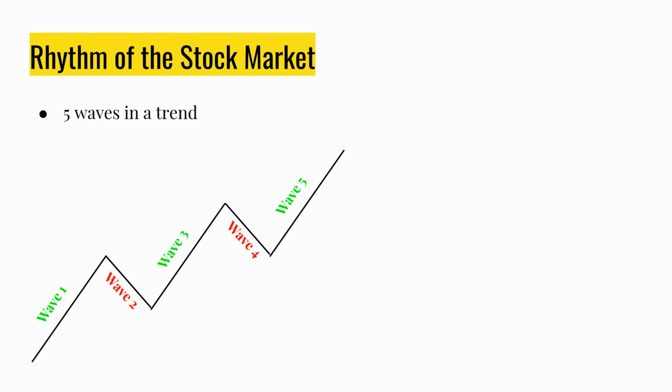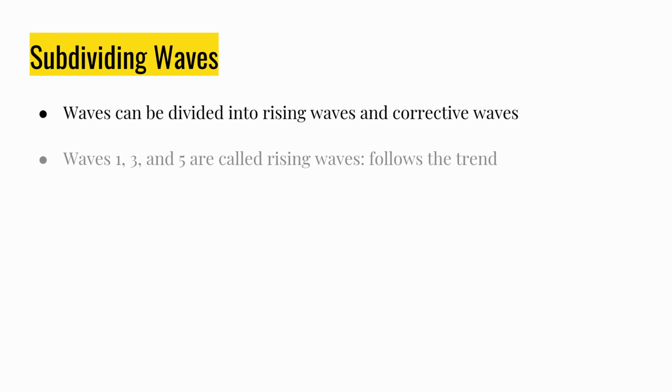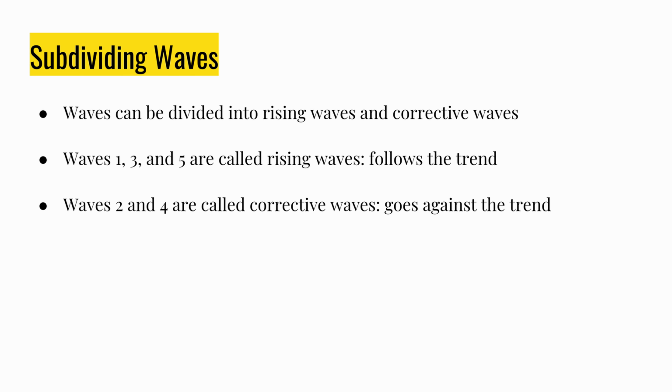These are called waves. As you can see, each leg up or down represents a wave. There are usually 5 waves in a trend. After the 5th wave, we usually see a correction. These usually last for 3 waves and we call them wave A through C. Here comes the confusing part of this theory. I'll be introducing a lot of information in this portion of the video, but will eventually explain all the talking points. First, waves can be divided into rising waves and corrective waves. Rising waves are waves 1, 3, and 5, which are portions of the trend that follow the direction of the trend. On the other hand, waves 2 and 4 are called corrective waves. These portions of the trend go against the direction of the trend.